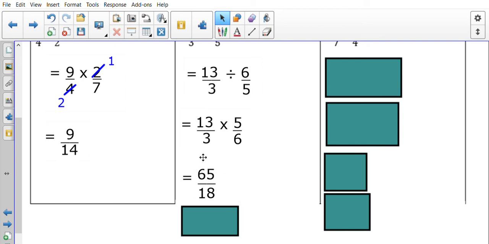And also at this point here, how many times can 18 go into 65? You might do a wee multiplication at the side to find out how many times you can do that. However, your final answer, either way, will be 3 and 11 over 18.